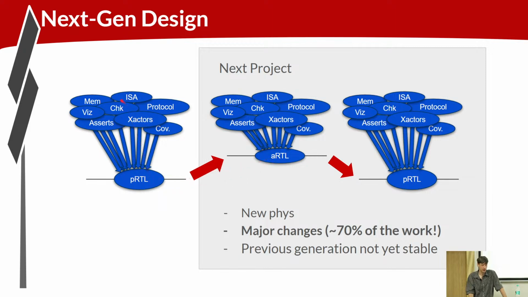It's a tough challenge, right? All the verification collateral is connected with all this physical detail. So you end up making a lot of the change at the physical level and maintaining all this detail that was accumulated in the last generation.